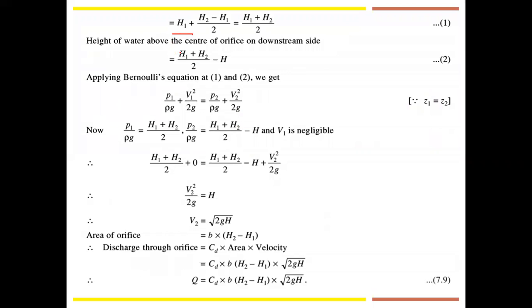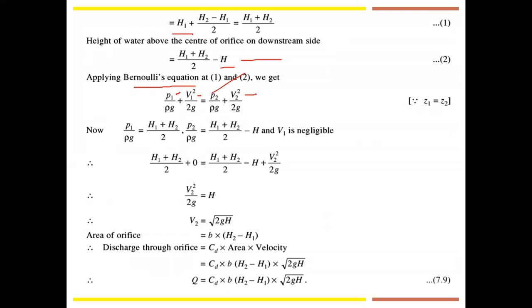Now the height of water above the center of the orifice on the downstream side is equal to (H1 plus H2) divided by 2 minus H. Now equating 1 and 2, we apply Bernoulli's equation at sections 1 and 2: pressure energy plus kinetic energy at section 1 is equal to pressure energy and kinetic energy at section 2.